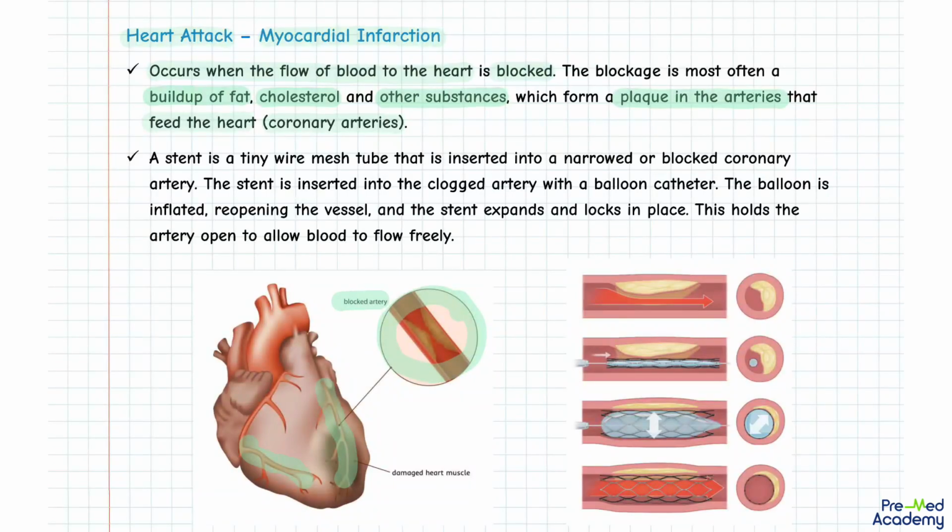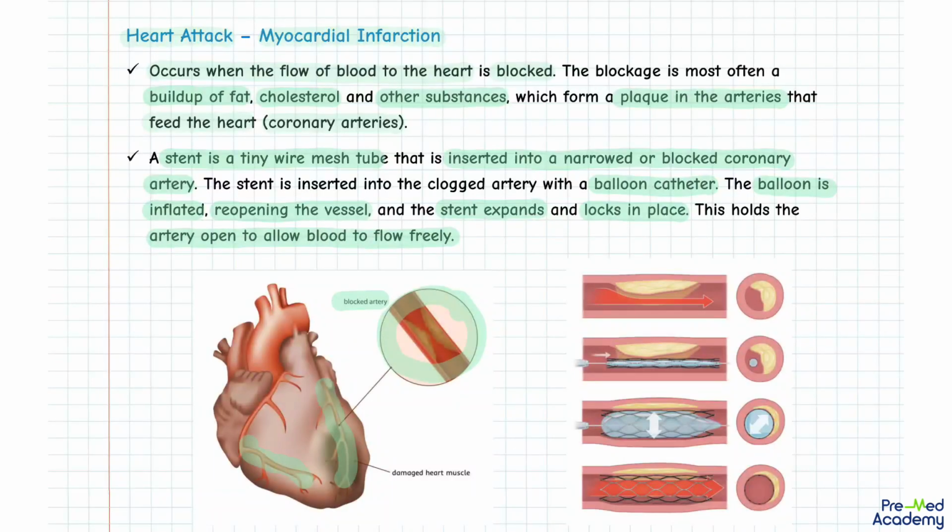How can doctors deal with these clogs? This depends on how badly the arteries are clogged. If the arteries are only partially blocked, doctors can use something called a stent. A stent is a tiny wire mesh tube that is inserted into a narrowed or partially blocked coronary artery. The stent is inserted into the clogged artery with a balloon catheter. The balloon is inflated, reopening the vessel, and the stent expands and locks in place. This holds the artery open to allow blood to flow freely.